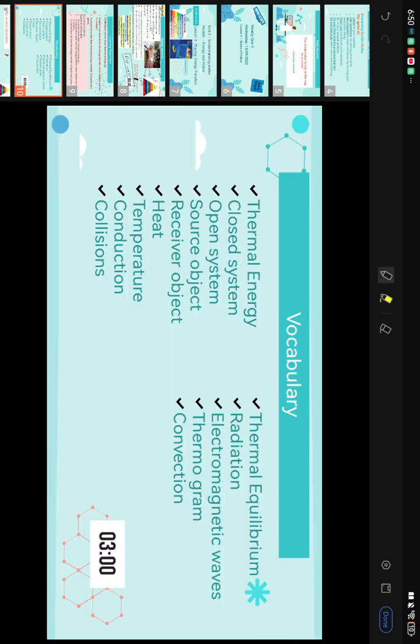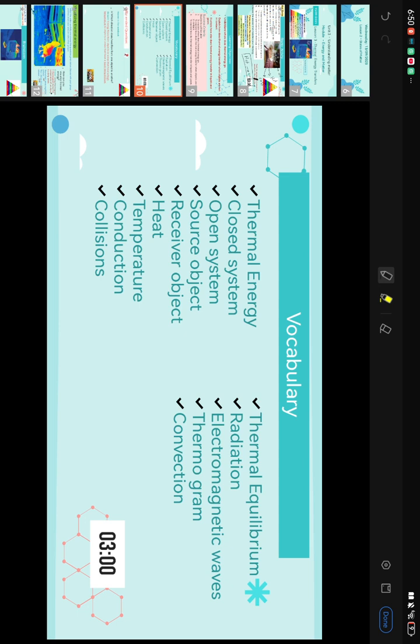So our keywords or vocabulary for today, we are going to study thermal energy. What's the meaning of thermal energy? And we are going to study a closed system and open system, source object. What's the meaning of source object? Receiver objects, heat, temperature, conduction, collisions, thermal equilibrium, radiation, electromagnetic waves, and all of this vocabulary.